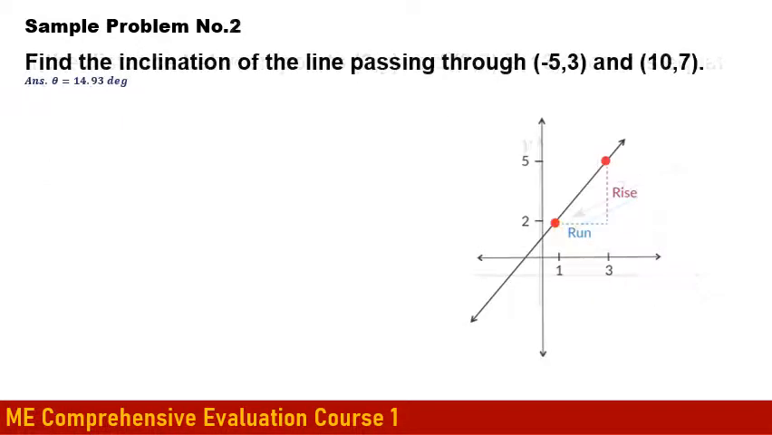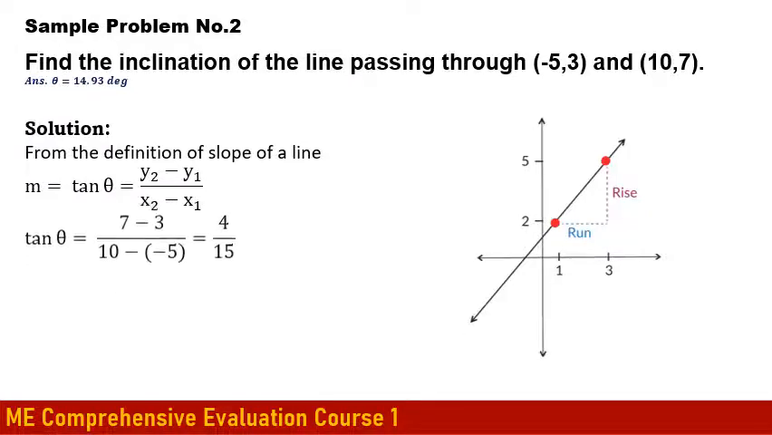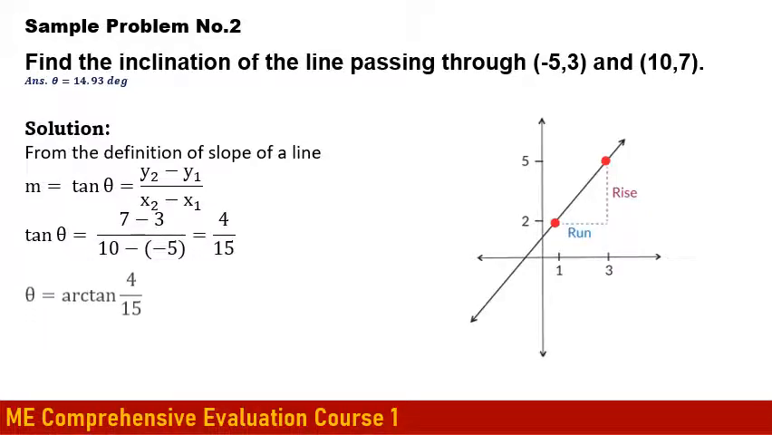Then we have sample problem number 2. So find the inclination of the line passing through (-5, 3) and (10, 7). So from the definition of the slope of a line, the slope is simply the tangent of theta, which is also equal to y sub 2 minus y sub 1 divided by x sub 2 minus x sub 1. Substituting those values and solving for the value of theta, we can get the inclination of the line that passes between the 2 points, and that is equal to 14.93 degrees.